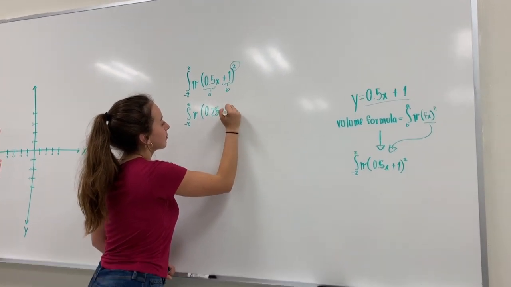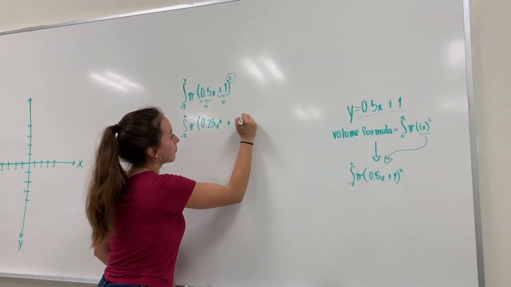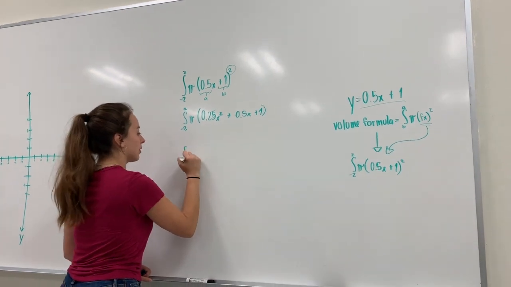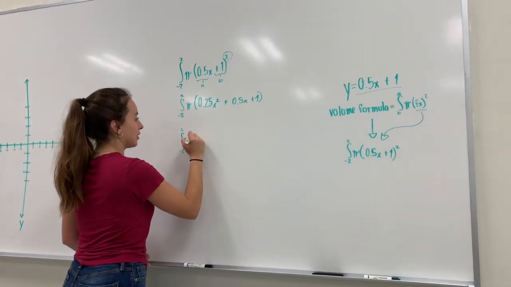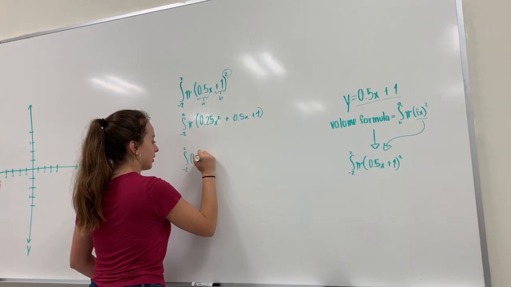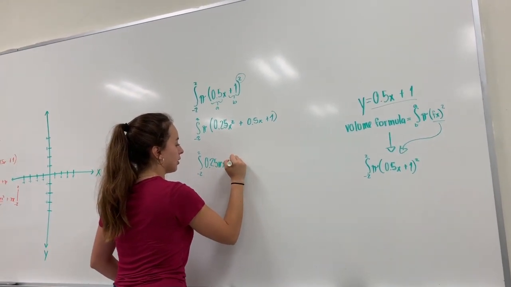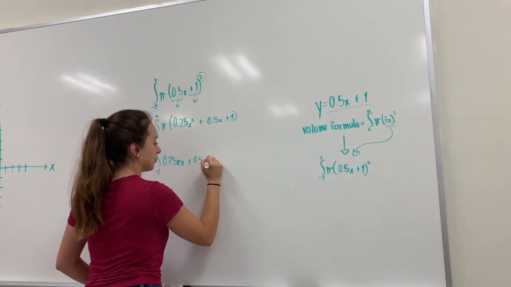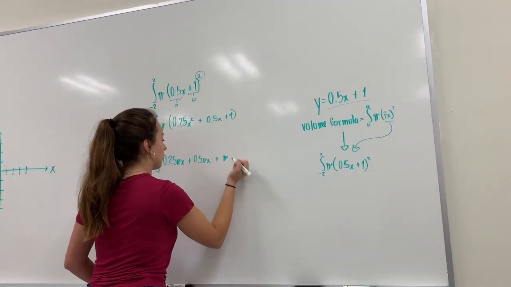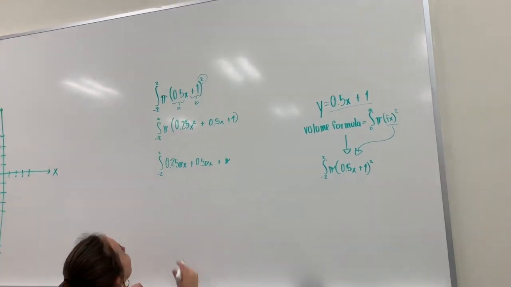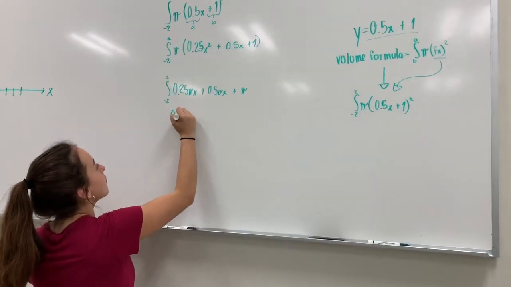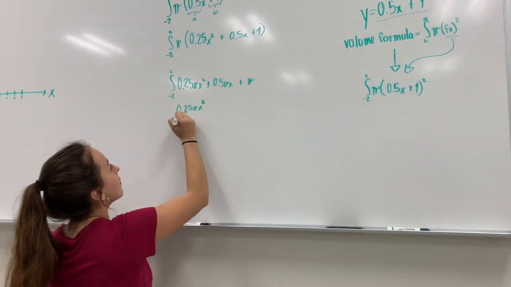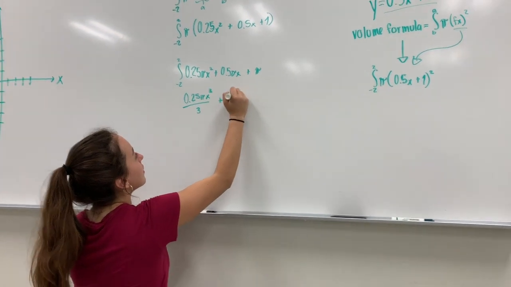First, we need to expand the binomial squared form, which will be 0.25x squared plus 0.5x plus 1, all times pi, of the integral from point -2 to 2. And then we continue with the steps. We multiply the pi to every term, which will end up as 0.25 pi x squared plus 0.5 pi x plus pi.